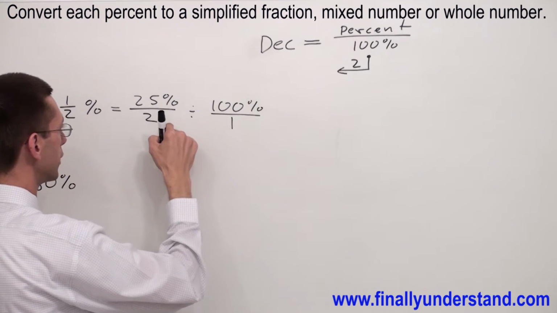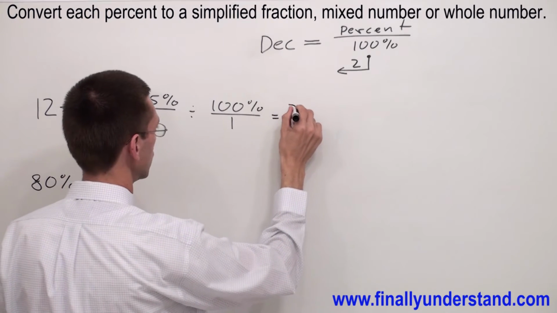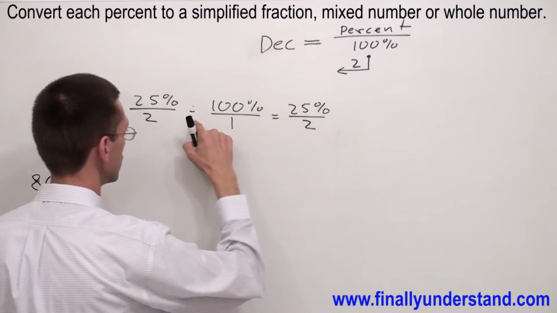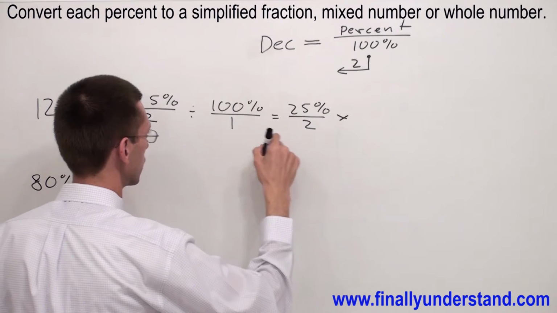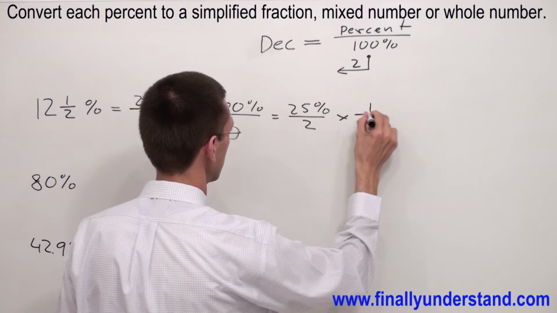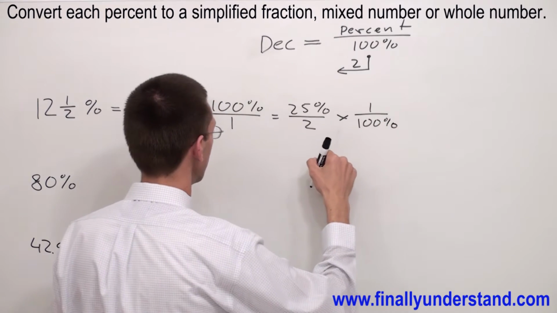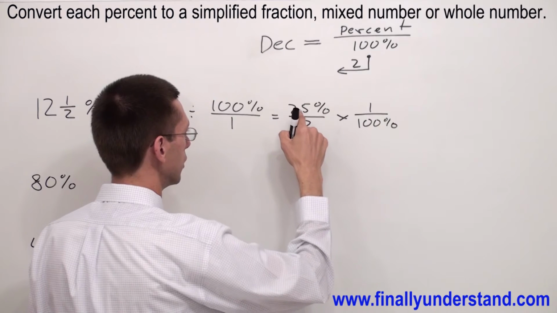Now, anytime we divide fractions, we have to copy the first fraction down, which is equal to 25% over 2. Division we have to change to multiplication, and we have to find the reciprocal of the second fraction, which is equal to 1 over 100%. Okay? Now, check if we can reduce any numerator with any denominator.